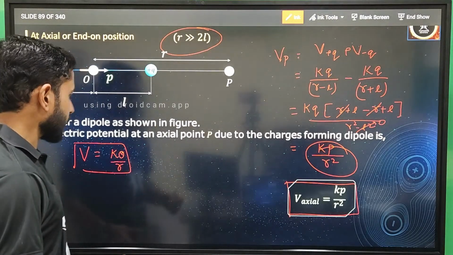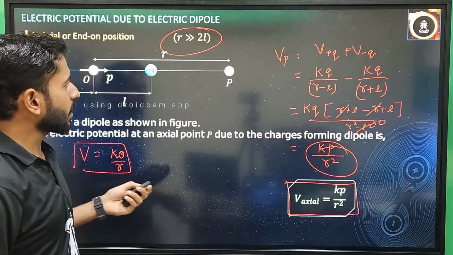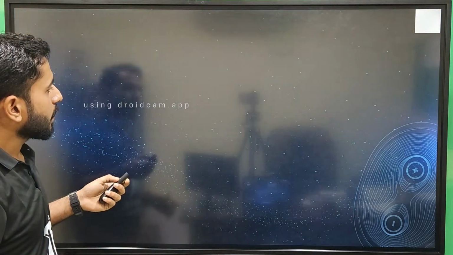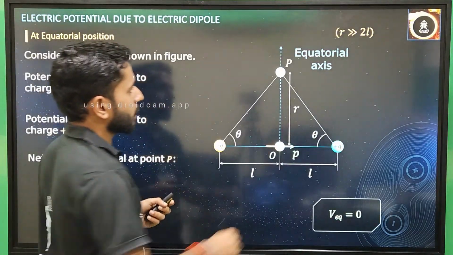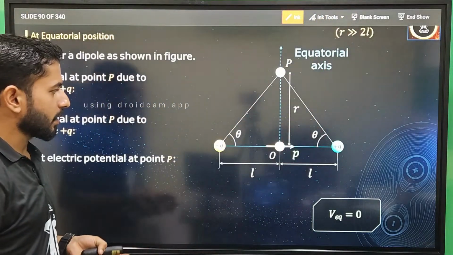Okay. This is for the first one. It is very easy. If you understood electric field, electric potential is nothing. Let's see the next one, the equatorial position. It is even more simple. It is 0. Why? Very obvious thing.